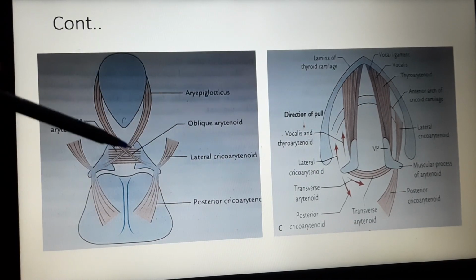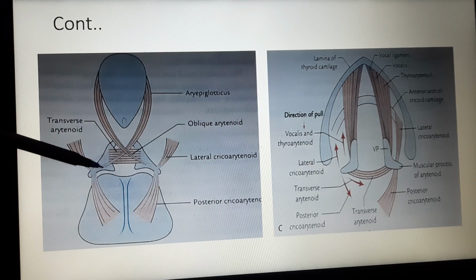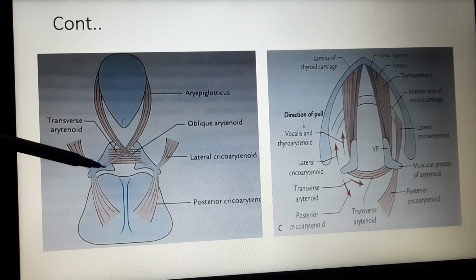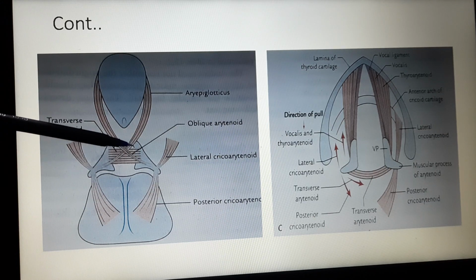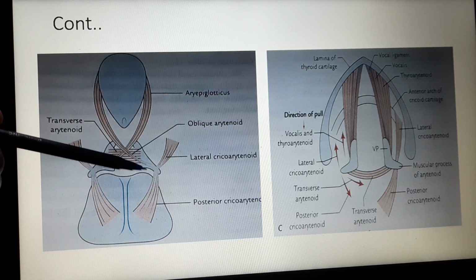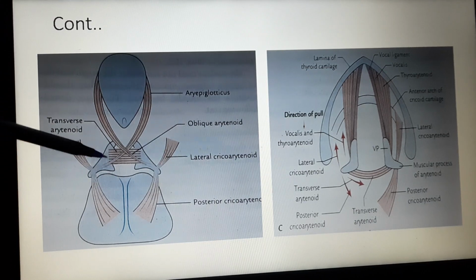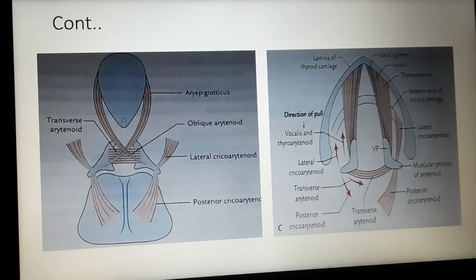Now another muscle you can see is the oblique arytenoid, just superficial to transverse arytenoid. This muscle arises from the posterior aspect of the muscular process of one arytenoid cartilage and is inserted into the apex of the other arytenoid cartilage. So when this muscle contracts, the apices of both arytenoid cartilages come close to each other.